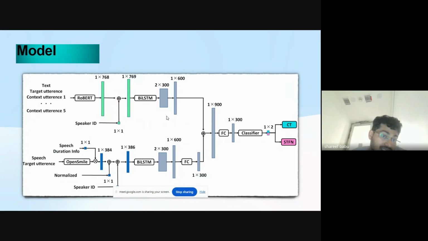So as I just mentioned, we have extracted the RoBERTa embeddings of 768 dimensions, and we have provided the speaker ID, and given these to the BiLSTM model.